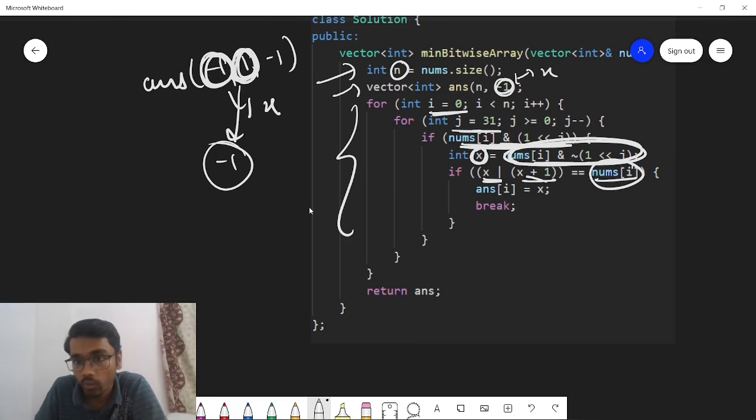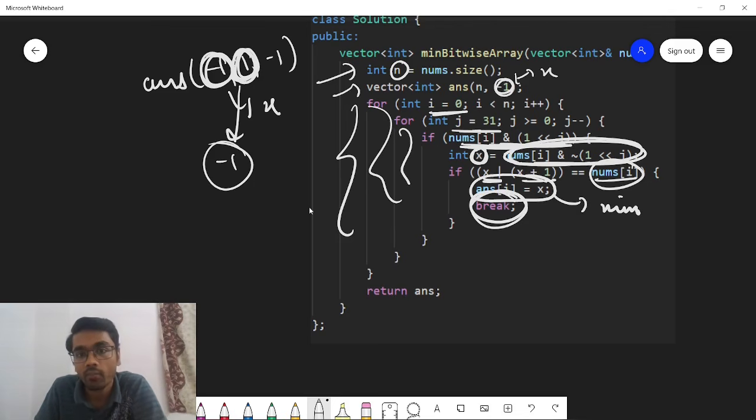If it is true, that means our answer of i is nothing but x, and this x will be the minimum value possible. And if we get the minimum value, we don't need to iterate again, we can just break from here. In the end, the same operations will repeat for each and every value of nums of i, and whatever answer we get, we are just returning that.